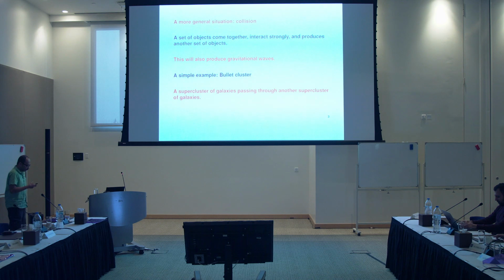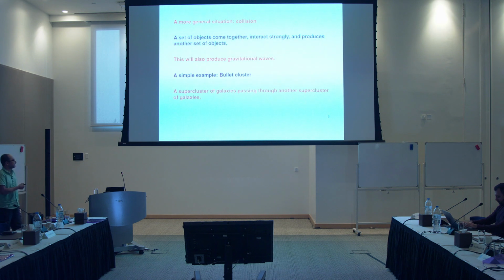We can also consider a more general situation, where you have collision. So here what I have in mind is that we can have a set of objects which come together, interact strongly, and then produces another set of objects. So set of objects come together and goes out as another set of objects. This process will also produce gravitational waves.